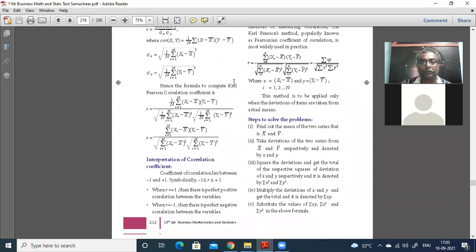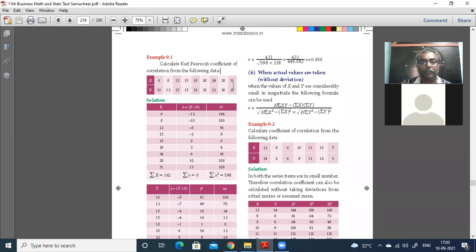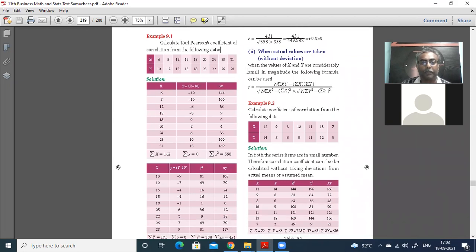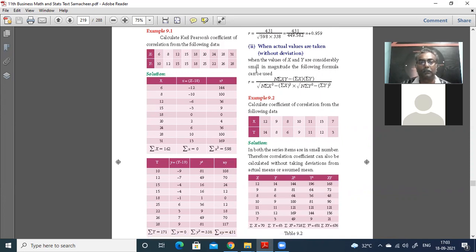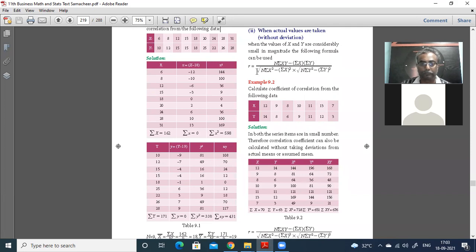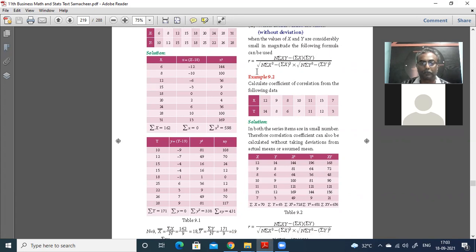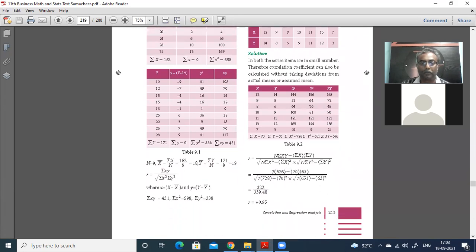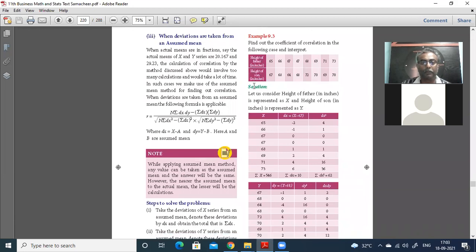We took the steps to solve that we did, but did we finish example 9.1 or we finished 9.2? Which one we finished? We finished 1 and 2, uncle. 9.2 also we finished. Yeah, uncle. 9.3 we have to do. Okay. Yeah. Okay. Now that means we have to do assumed mean. Okay. Let us start here.